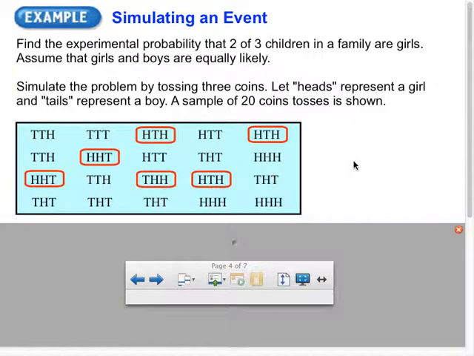So when we continue, take a look at this chart. Take a look at the number of trials, the outcomes from our experimental trials. What I need you guys to do now is calculate the experimental probability that 2 out of the 3 kids are going to be girls. What's it going to be? Who's got it?